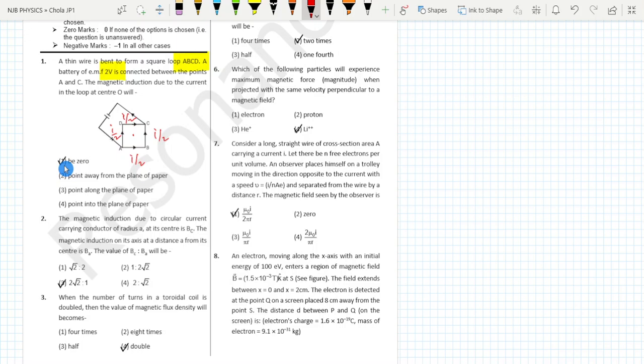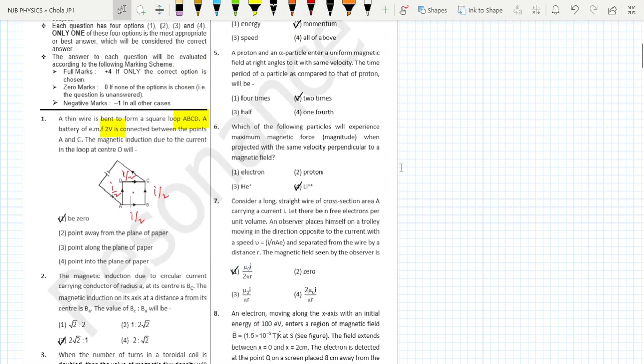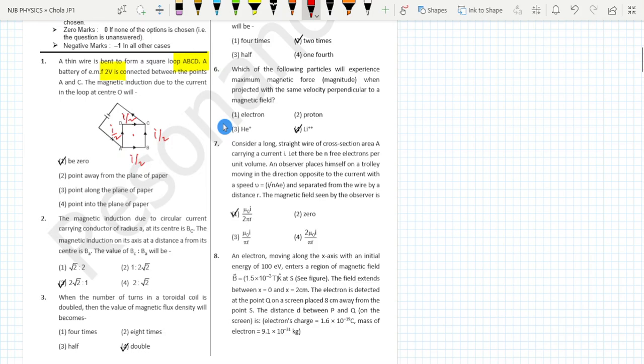Let's see question number 2. The magnetic induction due to circular current carrying conductor. Oh, by the way, whatever doubts you have, we will take them. From 1 to 8, you can see it on the screen. If you have any doubt in 1 to 8, please ask me, or you can also write it in the chat box. Question number 5. Apart from question number 5, is there any other question that you want me to discuss?